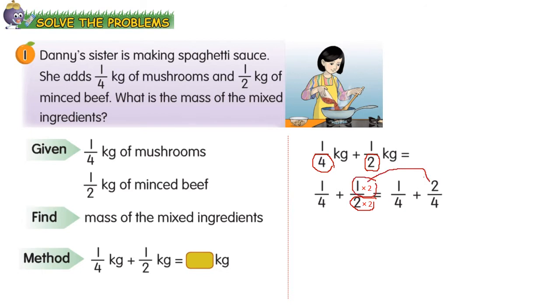After you get the same denominator, it is easy for you to just add the numerators at the top. So 1 plus 2 is equal to 3. And the denominator at the bottom is unchanged. So it is 3/4. So the answer is 3/4 kilogram. The mass of the mixed ingredients is 3/4 kilogram.